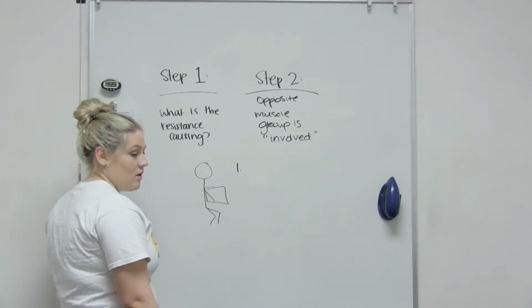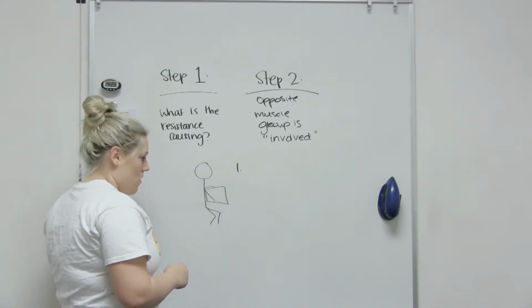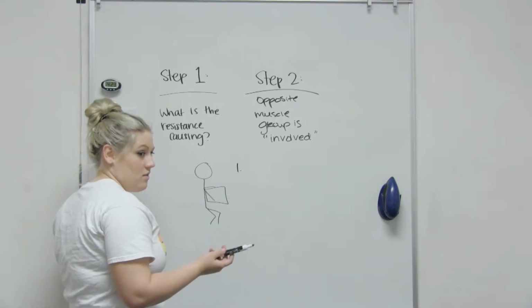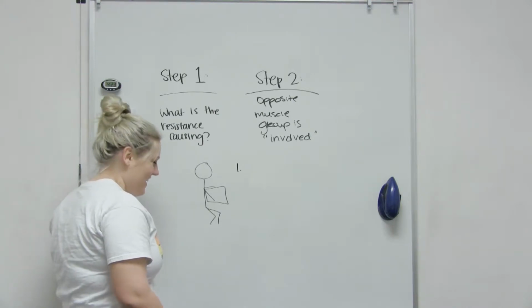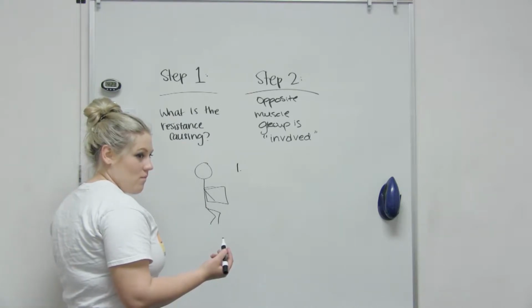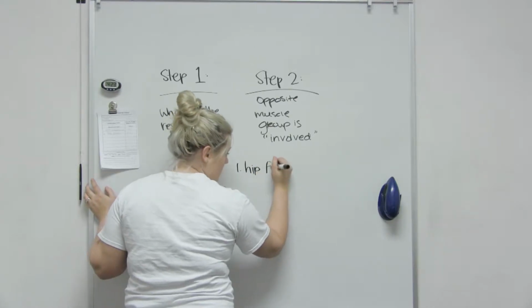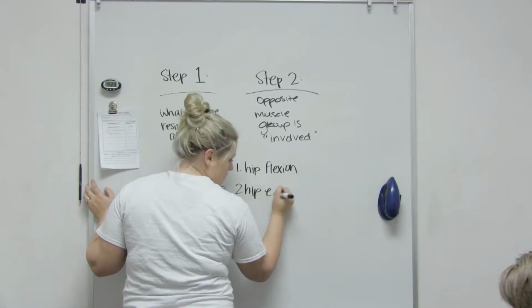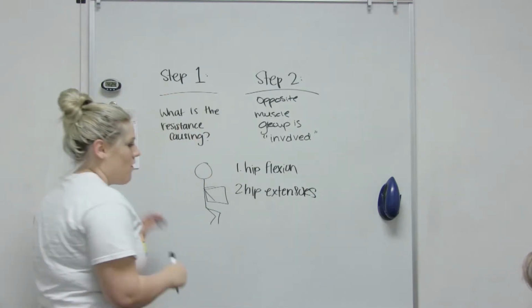So what is the resistance going to cause? What's our step 1? What would that movement be called if he came back down? A squat. But at the hip, what would we call that? So he goes down, and you're saying opposite, so hip extensors. It's going to cause hip flexion, so then our hip extensors are involved. Perfect.